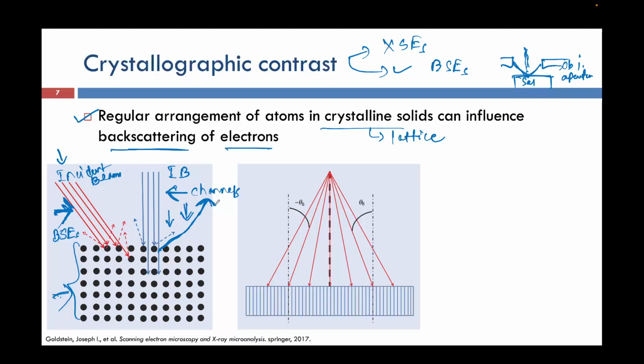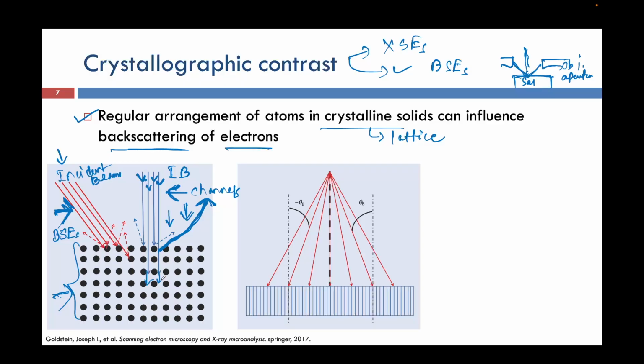Due to these channels, don't assume that this incident beam will not be able to scatter. They will be able to scatter, but since these channels exist, channels meaning areas or directions where low atomic densities are found, this blue electron beam will be able to penetrate deeper into the material, right?